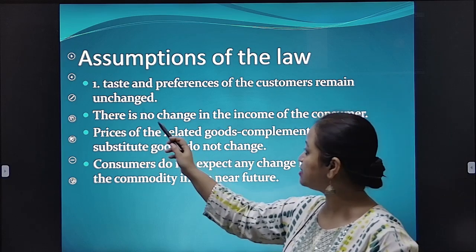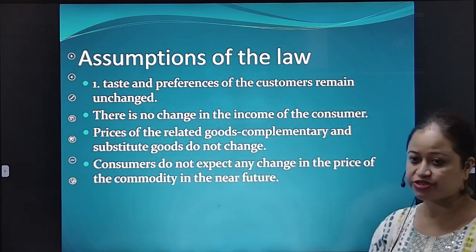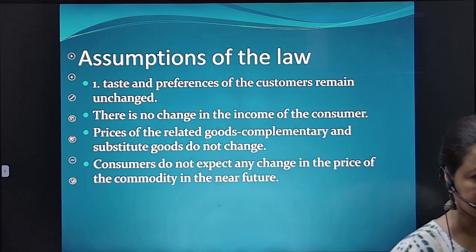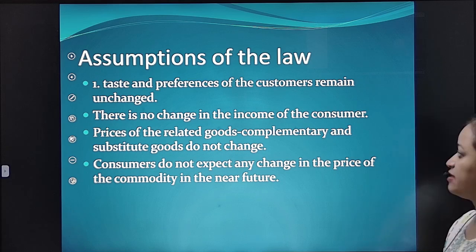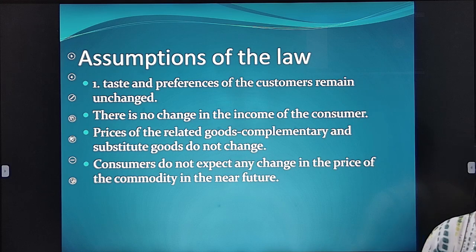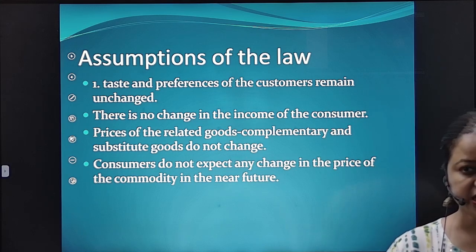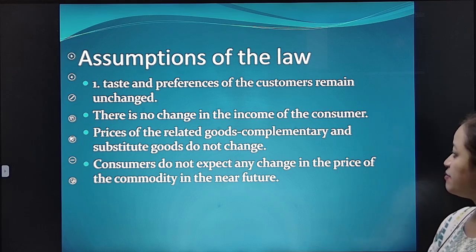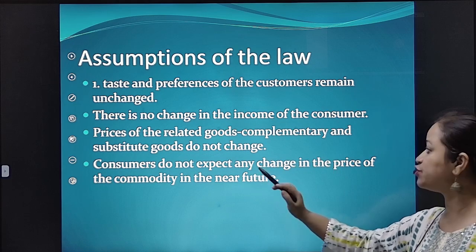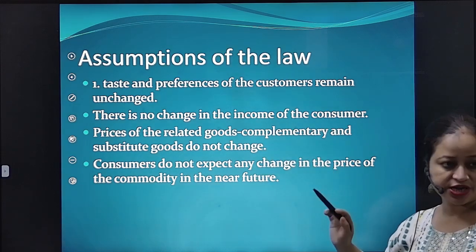Then the second one, there is no change in the income of the person. So we are considering that the income of the person will be constant. So that is another point. Then prices of the related goods. What are the related goods that we have discussed? Complementary goods and substitute goods. So even the prices of the related goods, like complementary and substitute goods, will not change.